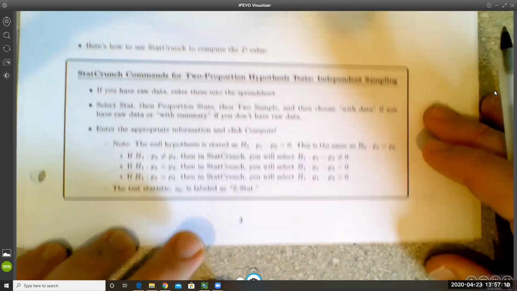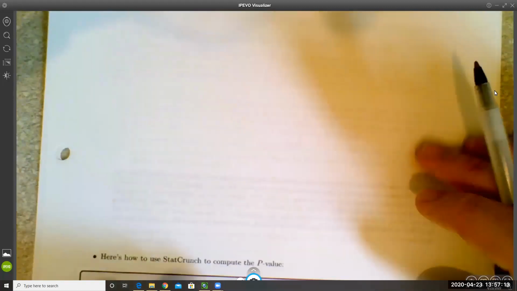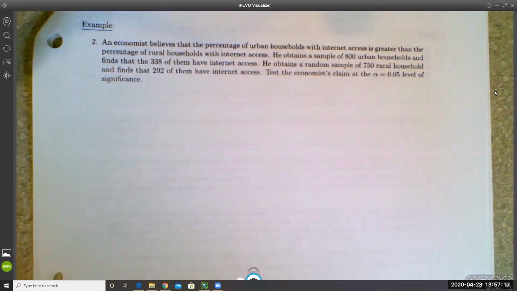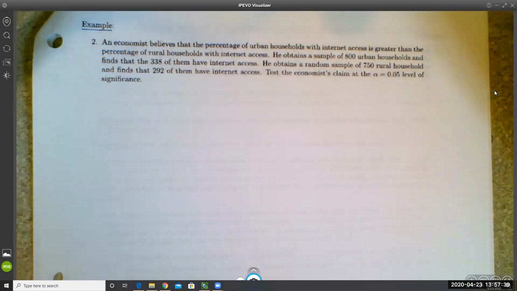So let's go back up to the top of this page and work out this example. It says, an economist believes that the percentage of urban households with internet access is greater than the percentage of rural households with internet access. He obtains a sample of 800 urban households and finds that 338 of them have internet access. He obtains a random sample of 750 rural households and finds that 292 of them have internet access. Test the economist's claim at the 0.05 level of significance.